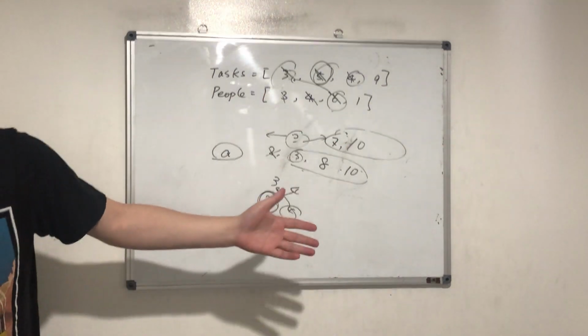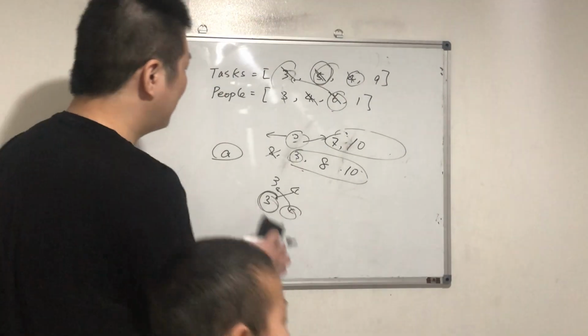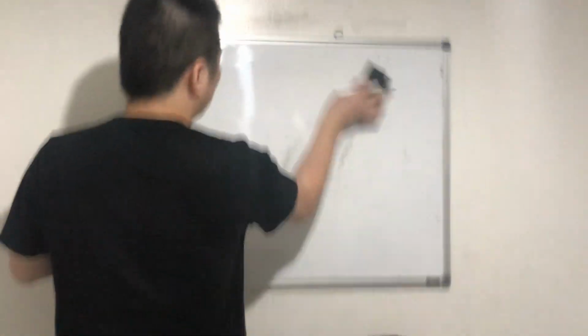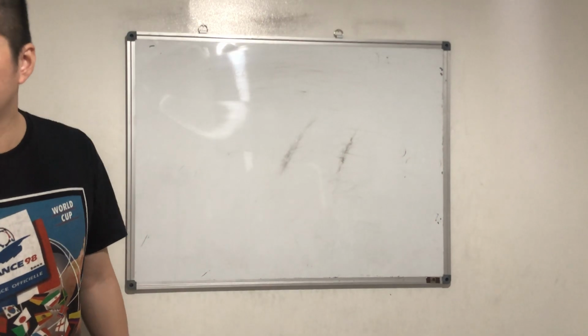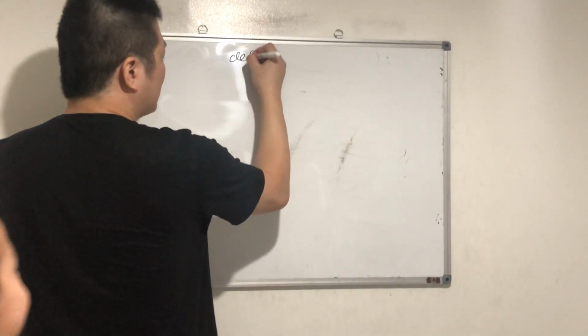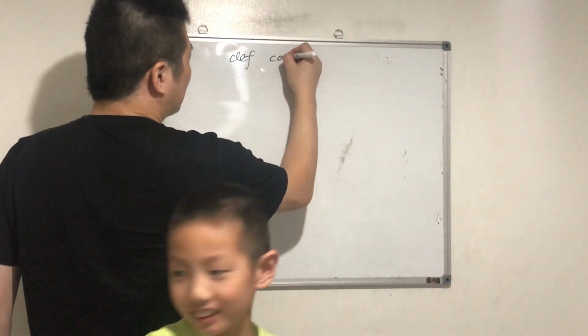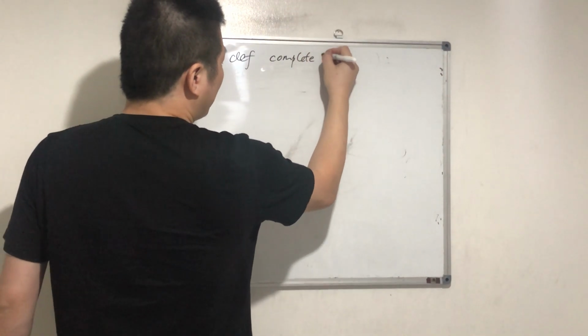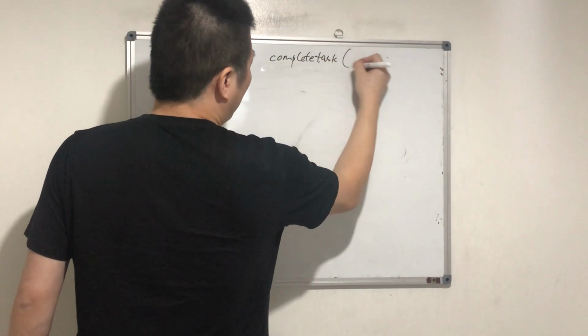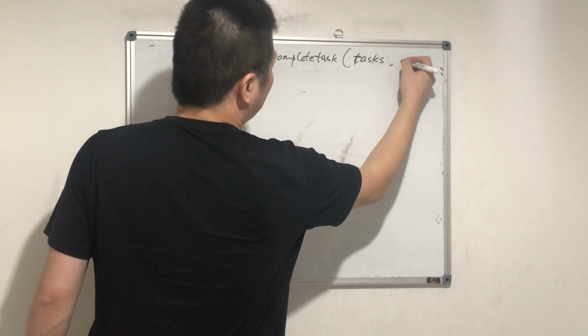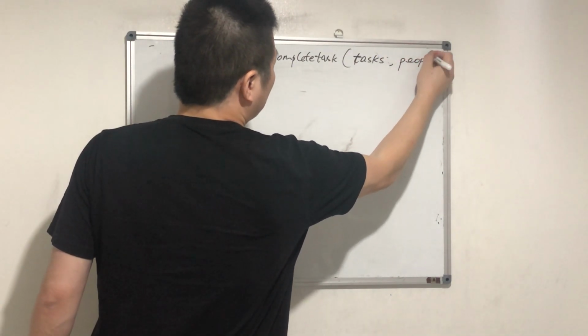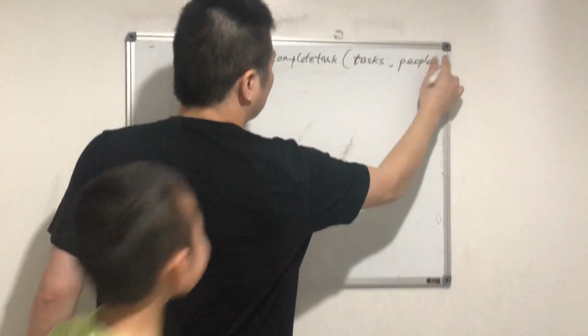So in order to do this, what do we need to do? We need to define complete task. So look, complete task. Okay, and then I have a task, and I have a people, right? What's missing?